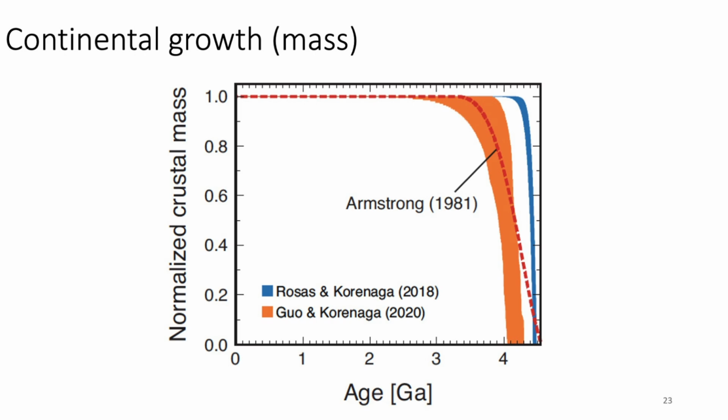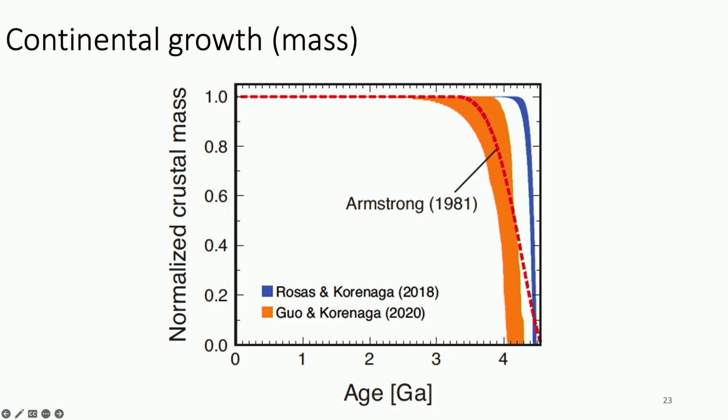Let's try to go back now to some larger numbers. So how the continental crust grew as a function of time. There's no 100% consensus on that. So earlier models had a very slow growth as a function of time. It's normalized here to the current continental mass, and that's as a function of time. We're here at the beginning of the Earth.